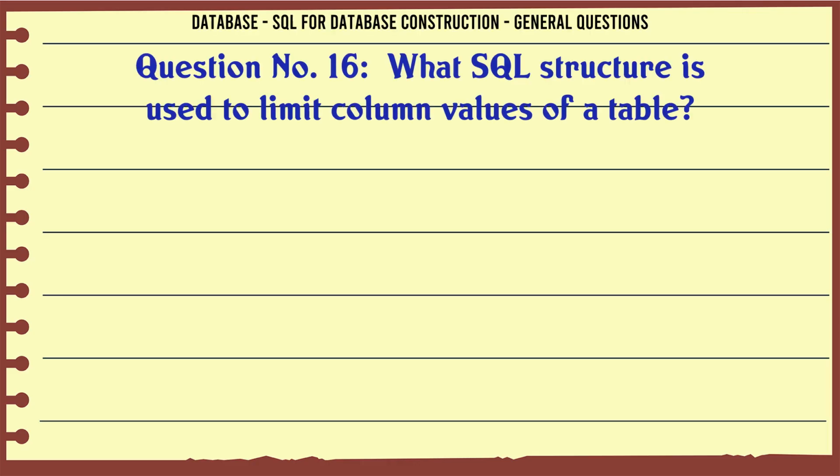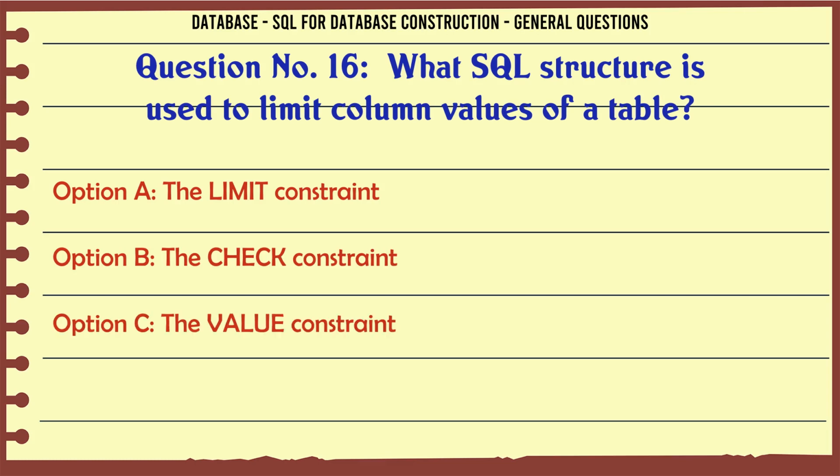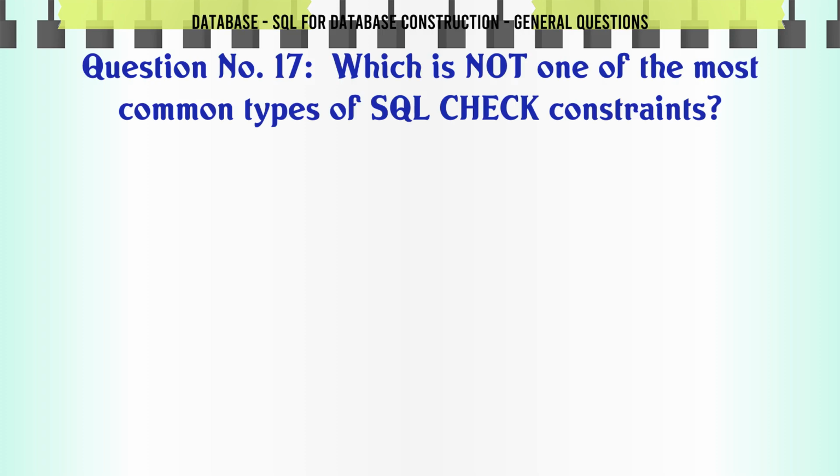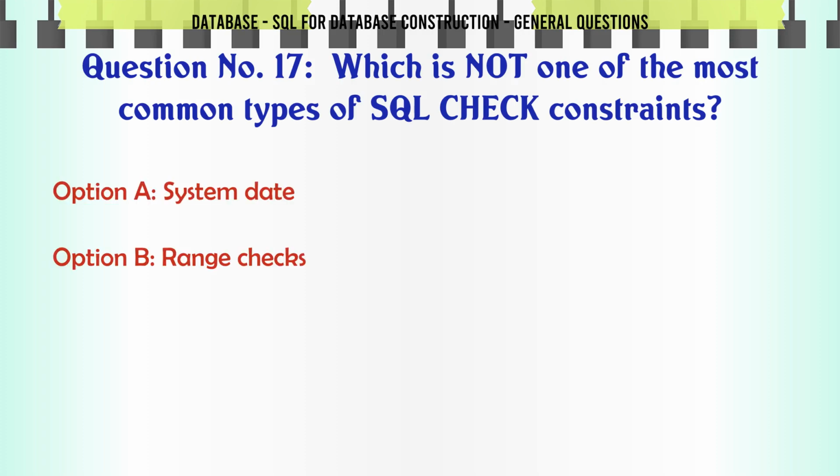What SQL structure is used to limit column values of a table? A. The limit constraint, B. The check constraint, C. The value constraint, D. None of the above is correct. The correct answer is the check constraint.